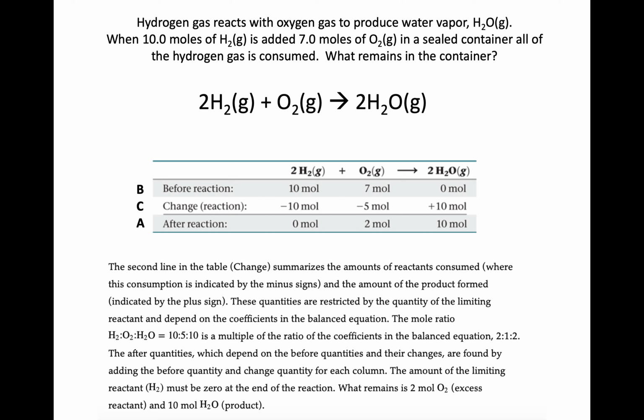Here's the description within the text for the different features within the table. The key thing that students ask about their struggle is the change line. The change line is a mole ratio that reflects the coefficients. The coefficients, after all, say 2 of these react with 1 of these to produce 2. 2 hydrogen gas plus 1 oxygen gas to give you 2 H2O gas. So the ratio of 2 to 1 to 2, we've just changed that and rescaled it. 10 to 5 to 10 is the same as 2 to 1 to 2. That's the information that the coefficients are telling us.